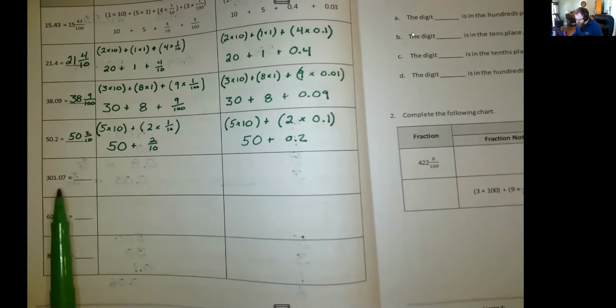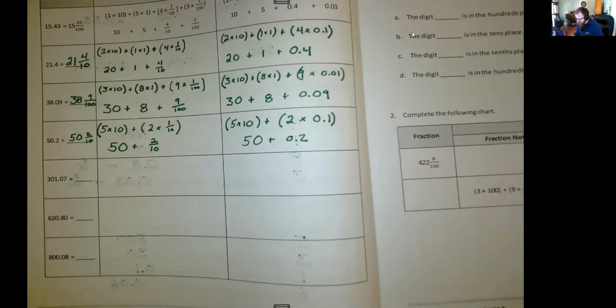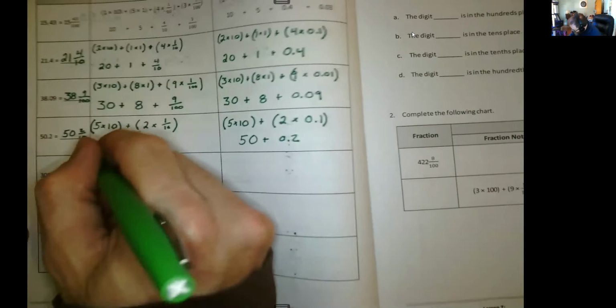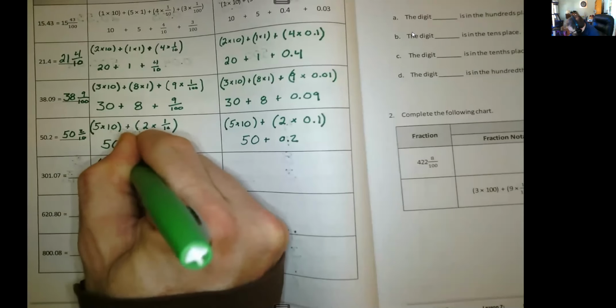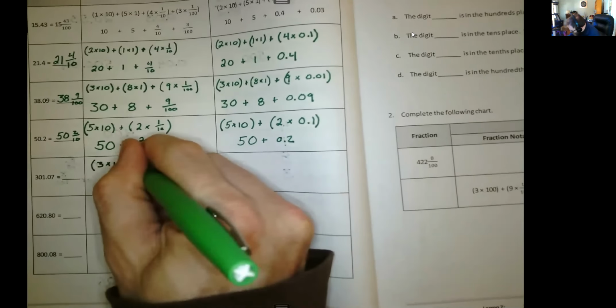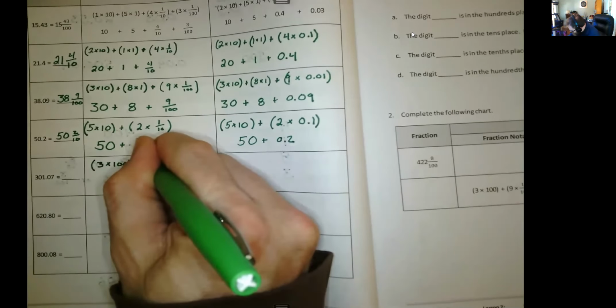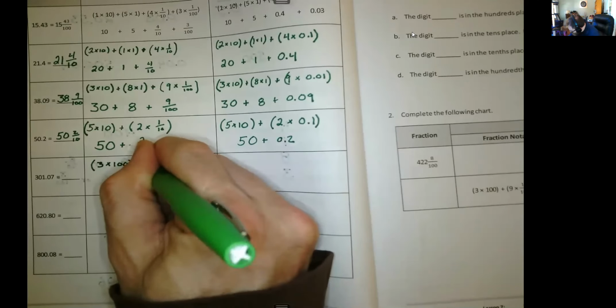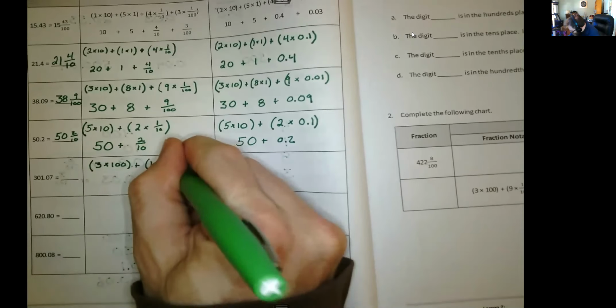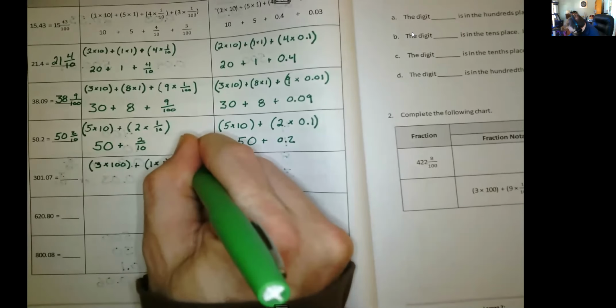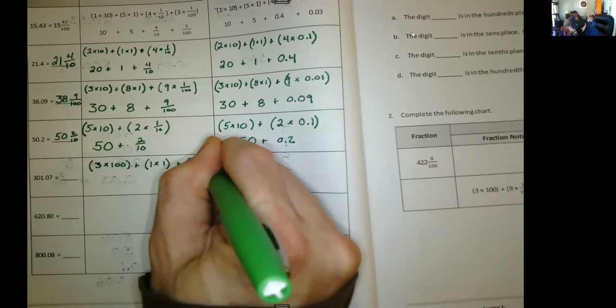Right now, let's try to do these three independently. Be careful because they use hundreds. So you're going to start out in this first one with 3 times 100 plus 1 times 1. Remember, there's nothing in the tens place. Plus 7 times 1/100th.